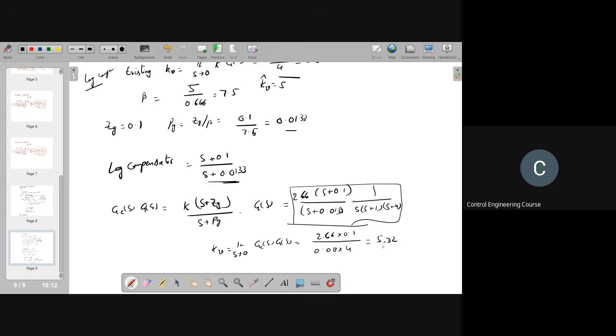But what we wanted is greater than 5, right? So this is satisfying. Now the overall transfer function is satisfying both transient characteristics as well as steady state error characteristics. Okay, this is how you have to design a lag compensator.